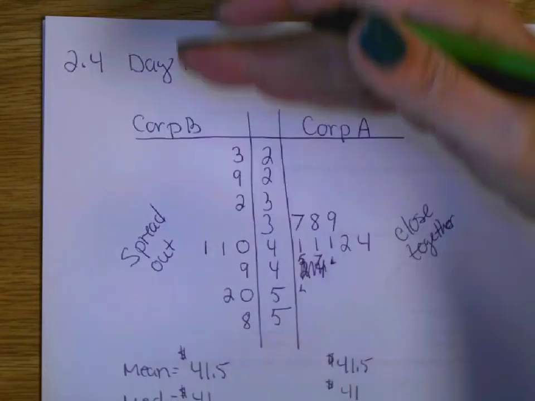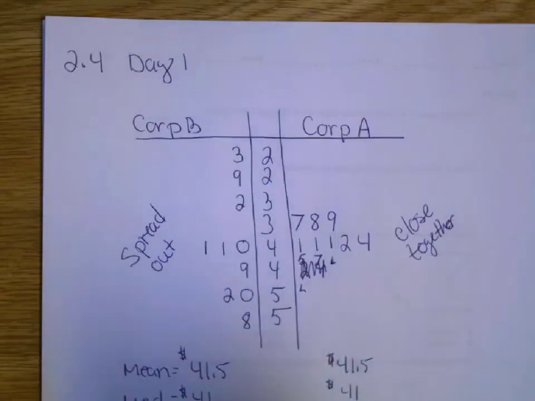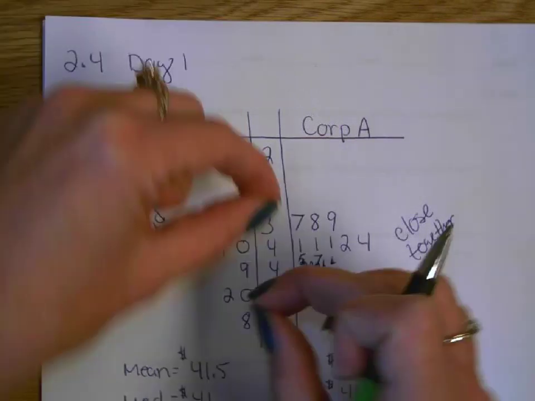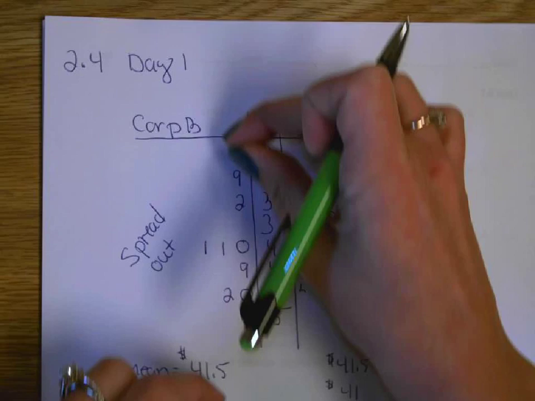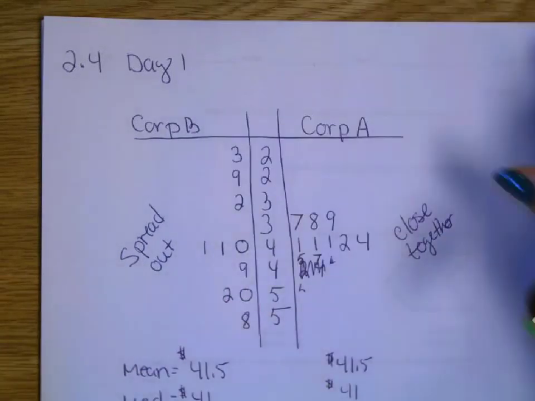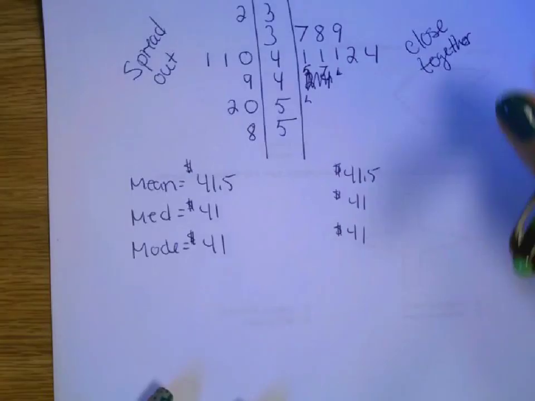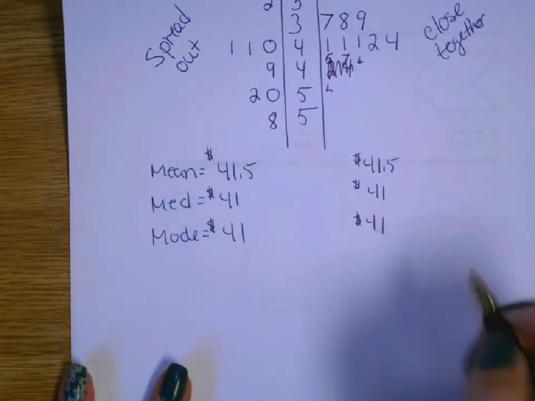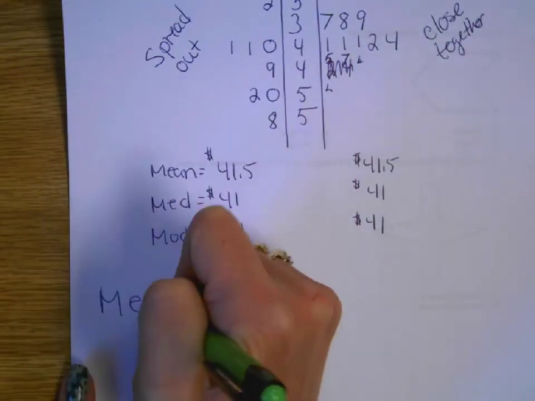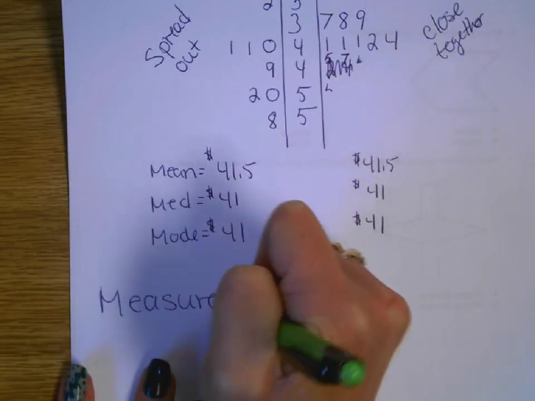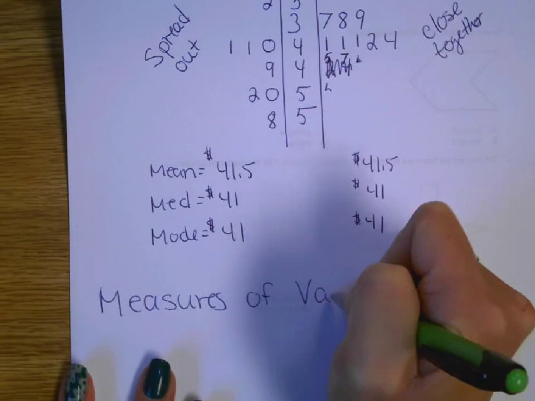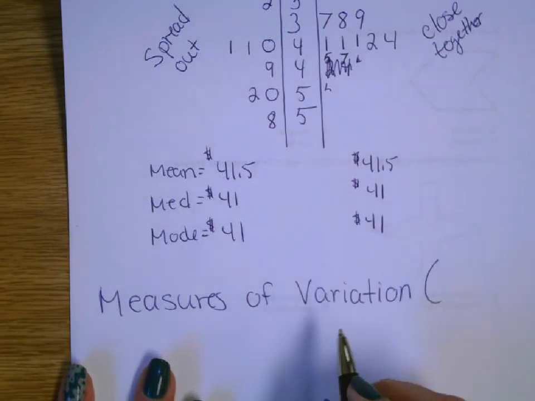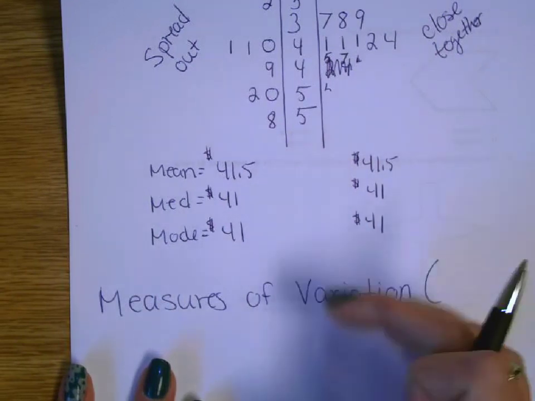So when we talk about how spread out the data values are, those are called measures of variation. How much variation is there in the data values? A small variation means they're all close together. A big variation means they're all spread out. So that's what the focus of section 2.4 is going to be, ways to describe how spread out data values are. So the big ideas today are measures of variation. And again, the number that we get is going to be an indicator of how spread out.